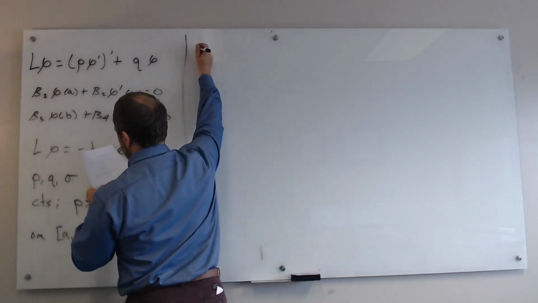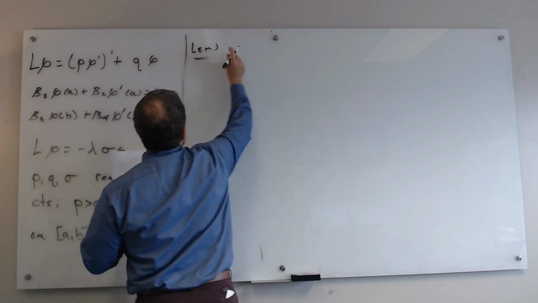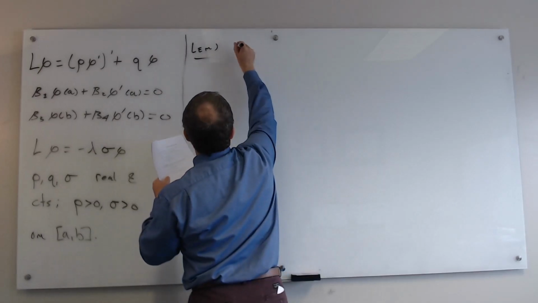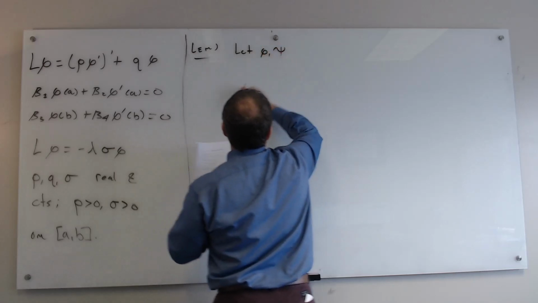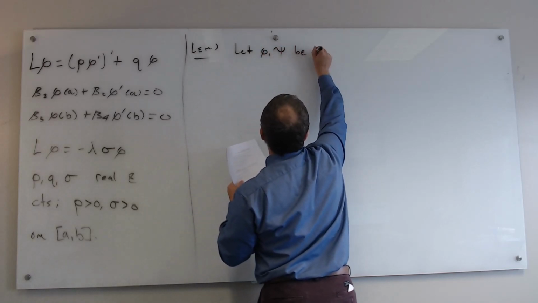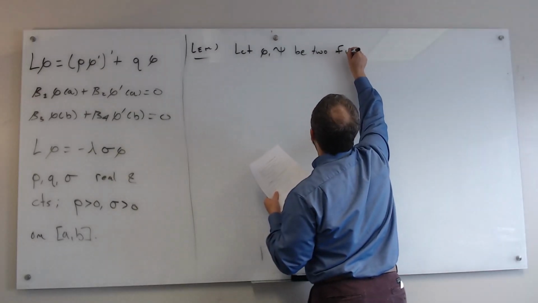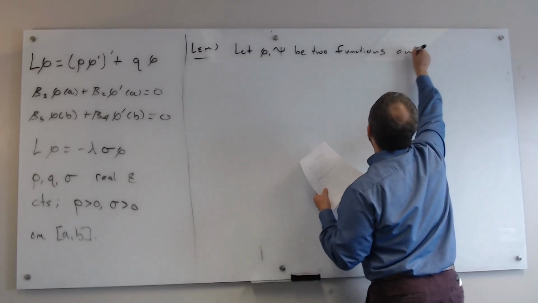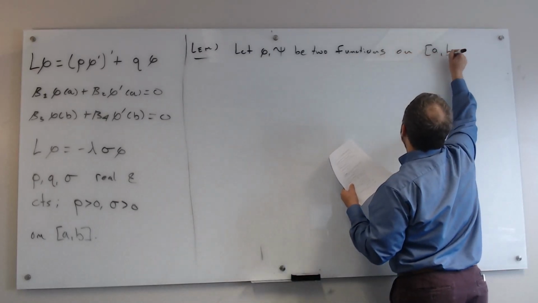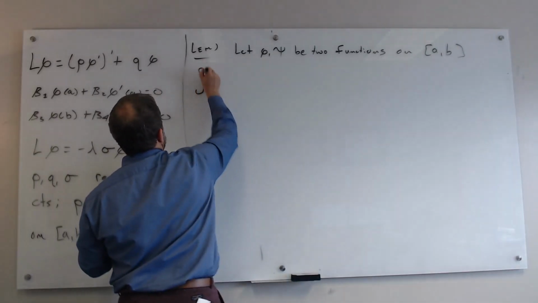So this is lemma 7.1 in the notes. And it says the following. Let phi and psi be two second differentiable functions. So these are two different functions on the interval a to b. Then the following integral theorem holds.